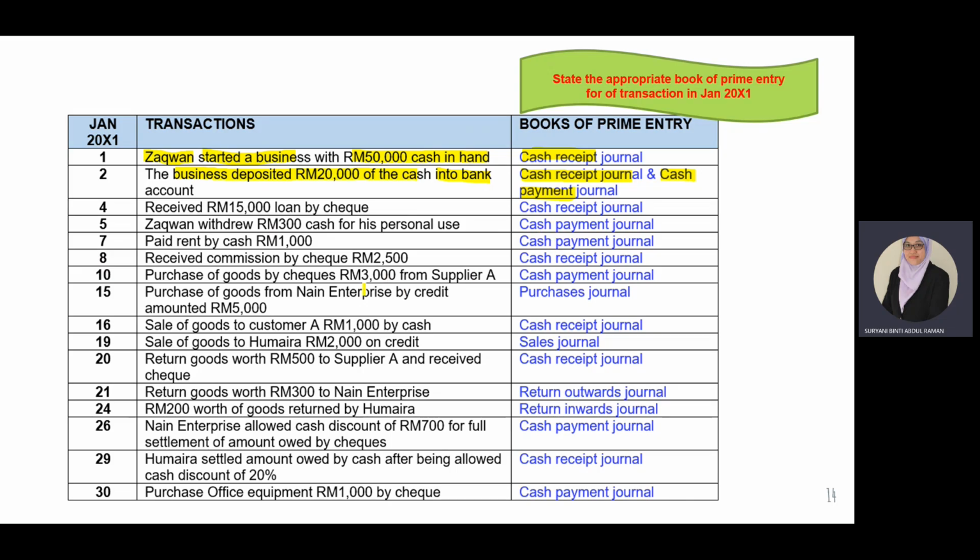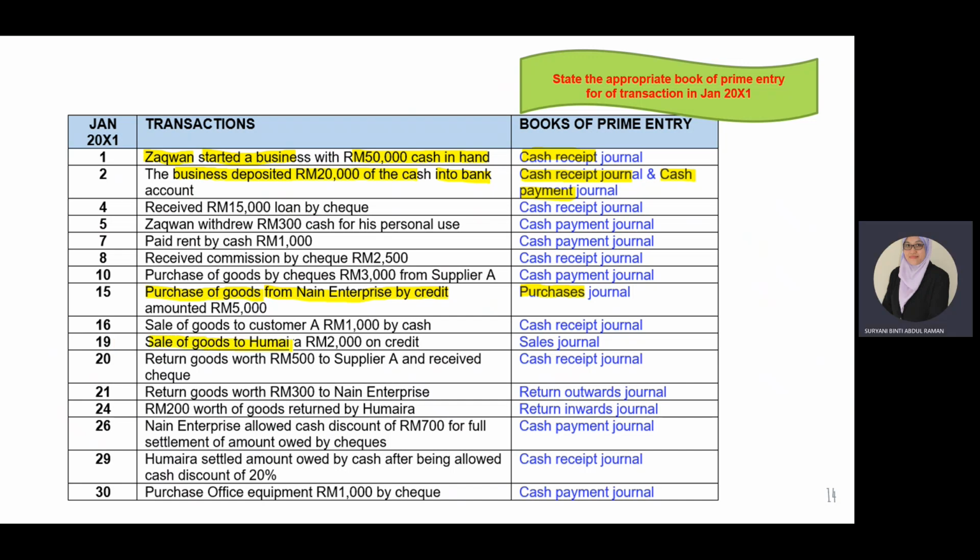Okay, let us look on example of purchase journal. On 15th of January, purchase of goods from 9 Enterprise by credit. So we made a purchase of good. What is good? Goods refer to the stock or inventories or assets that we bought for resale. And we bought it from 9 Enterprise by credit. No cash flow involved. Therefore, the most suitable journal will be purchases journal, as purchases journal is to record goods purchased on credit.